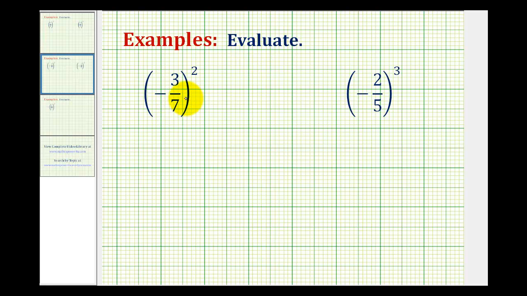Evaluating signed fractions raised to powers really isn't much different than raising integers to powers, except now the base is a fraction. But we do have to pay close attention to the sign. So for negative 3/7 squared, or negative 3/7 to the second power, if we write this out in expanded form, we would have two factors of negative 3/7.